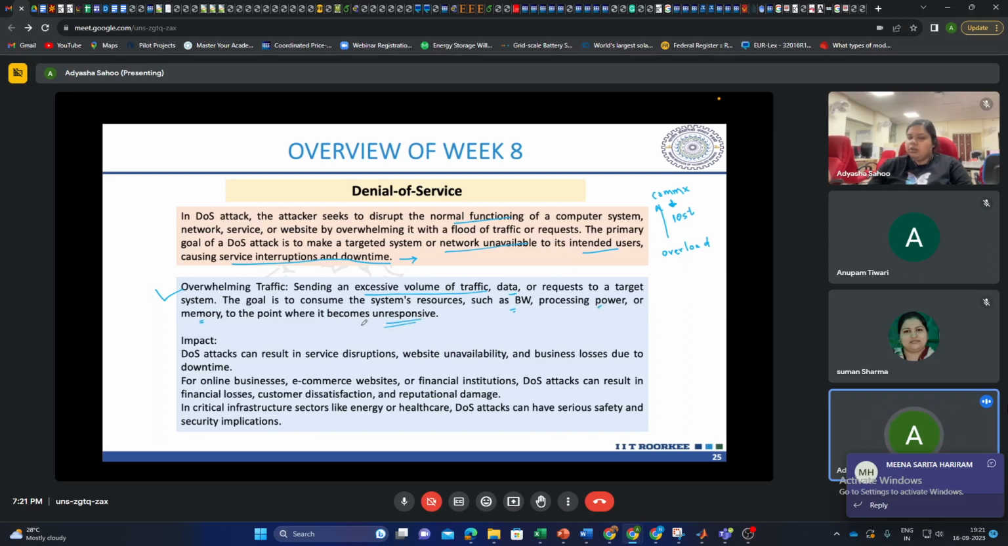It will become unresponsive. So it can lead to service disruptions, unavailability of the website, business losses. You must have recently also heard about Facebook and all. They were having some downtime, and in that they are losing crores of rupees also.